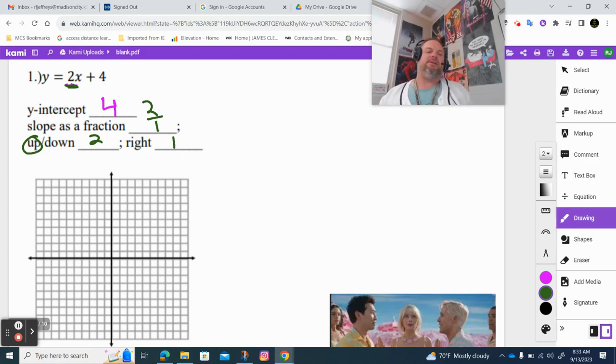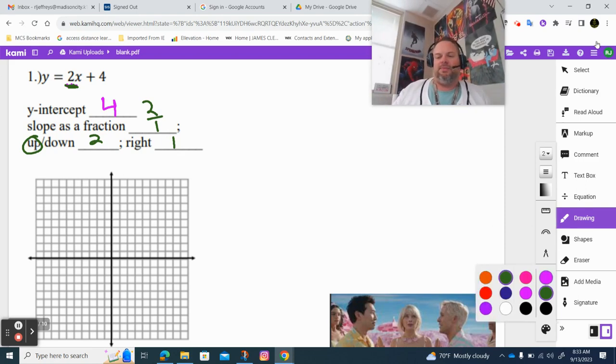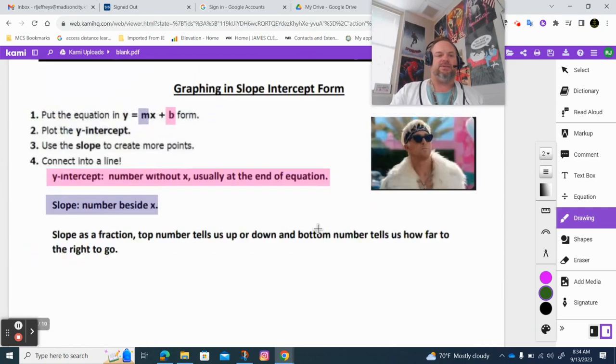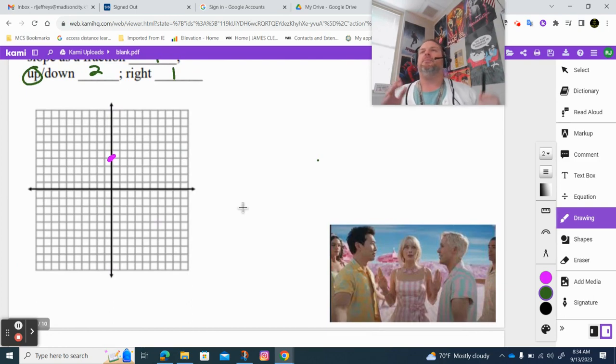Okay, so we're going to plot our y-intercept. So we go to the y-axis, we go up 1, 2, 3, and 4. We make a point. Now, remember the directions, the rules that were set up here. You use a slope to create more points. Sometimes the more points, the better, so you can get a straight line. I can still use technology and not do a perfectly straight line and hit every point, but, you know, potato, potato. If you have a straight edge, you know.